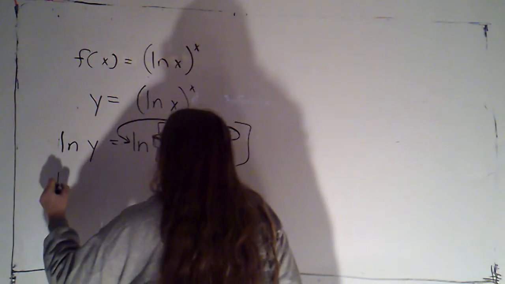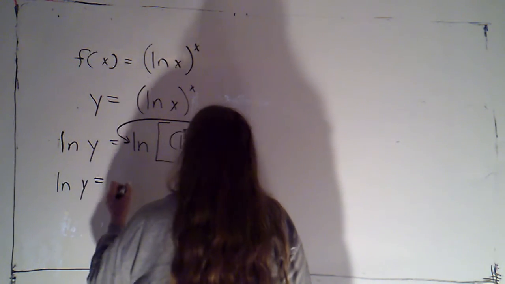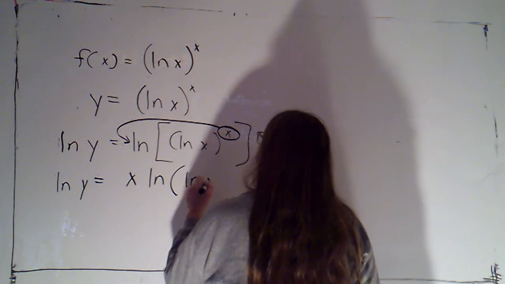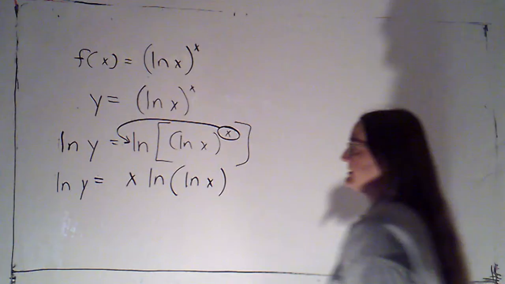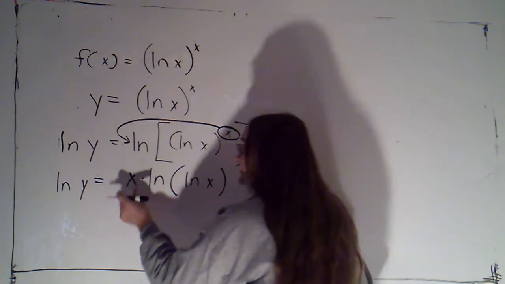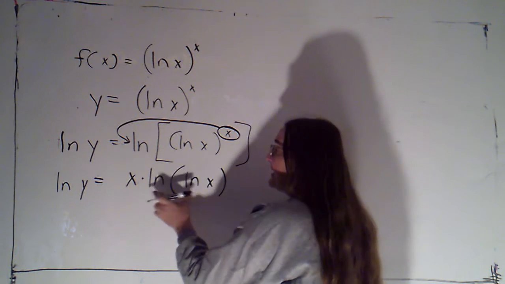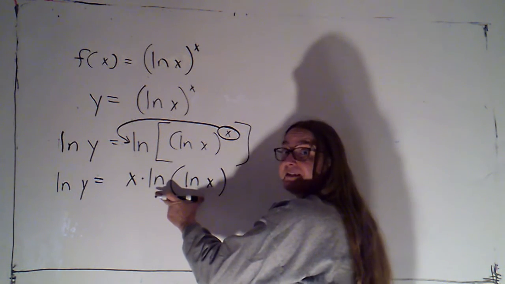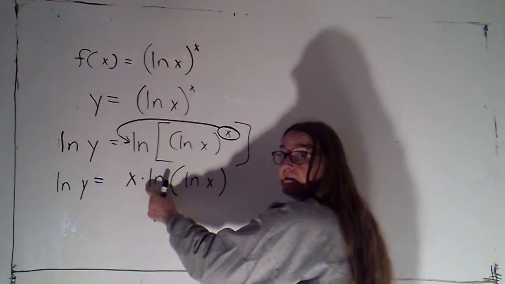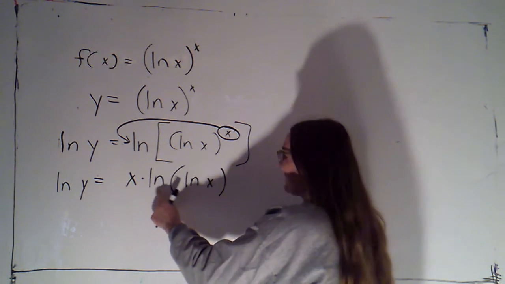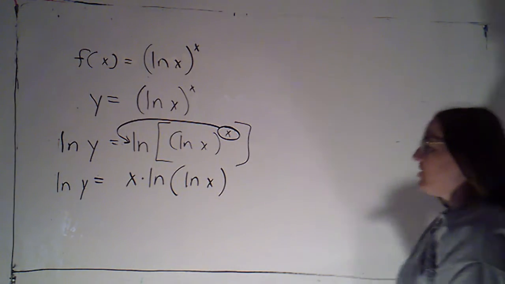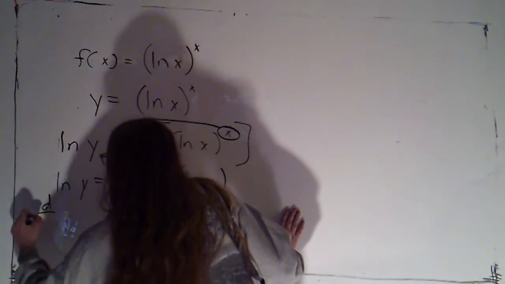So we have the natural log of y is equal to x times the natural log of the natural log of x. This is a product of two factors. X is the first factor. The second factor is this composition. This is plugging the natural log into the natural log function. That is not multiplication, that's composition. Okay, so we take the derivative of both sides.